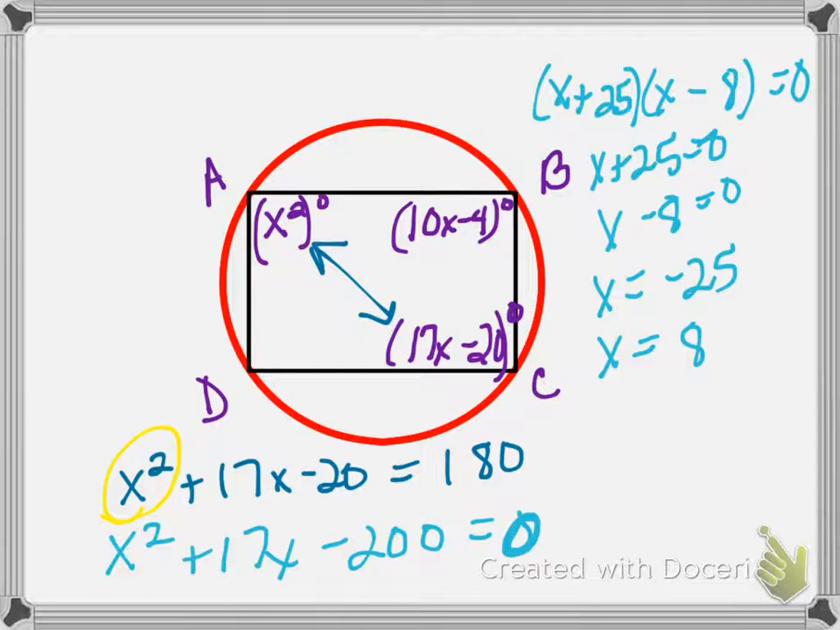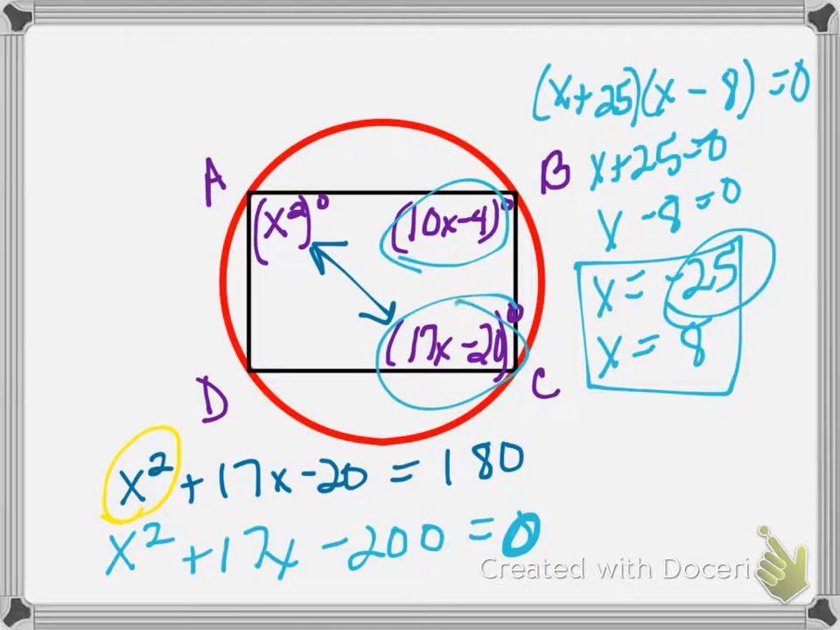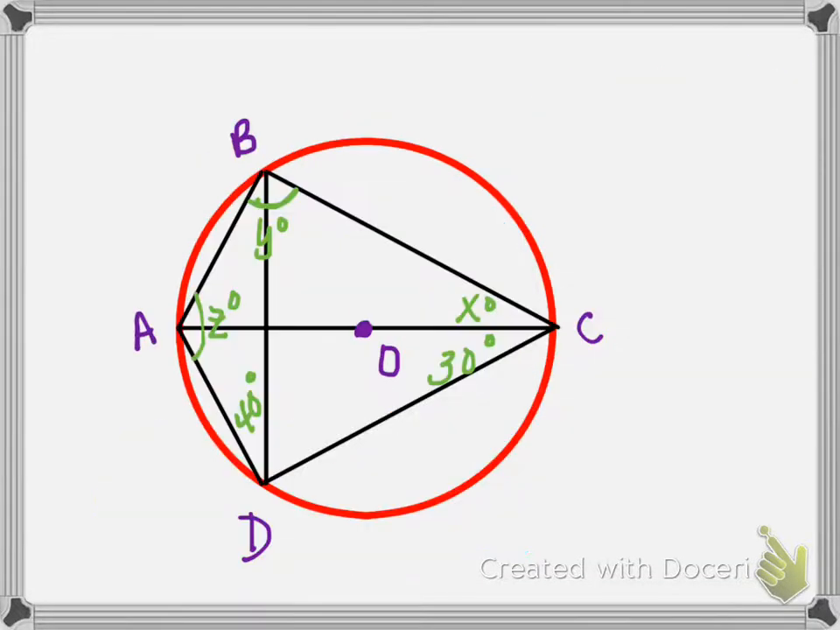I take a look at my two answers and put them back into the problem to see if they make sense. When I put this negative 25 into either this one or this one, I get a negative number, and it doesn't make sense to have negative angles. So I reject negative 25, and my answer is x equals 8. Hope you guys did all right on that one. All right, here is another one. This one is our last one.